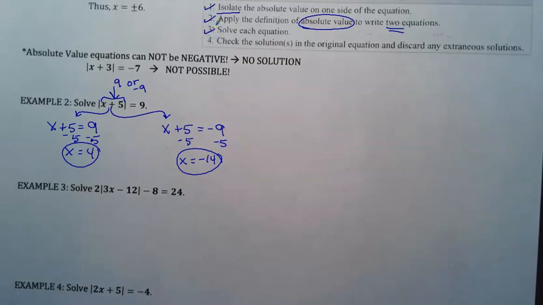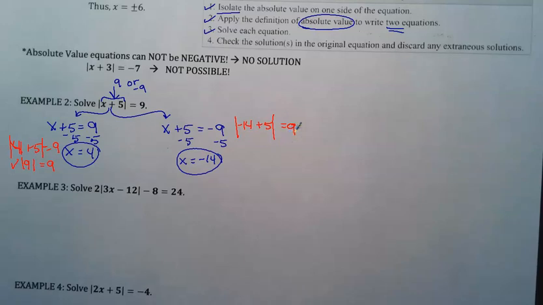So now we need to check. I didn't leave us much room to check. All right, so to check it, we're going to plug those numbers back in. Let me do that in red. So I would have 4. Let's see, the absolute value of 4 plus 5 equals 9. So we've got 9 equals 9. That checks out. Over here, we would have negative 14.